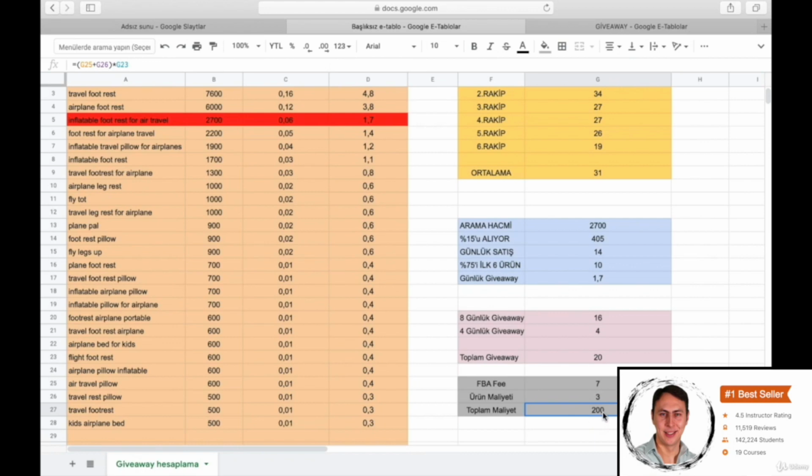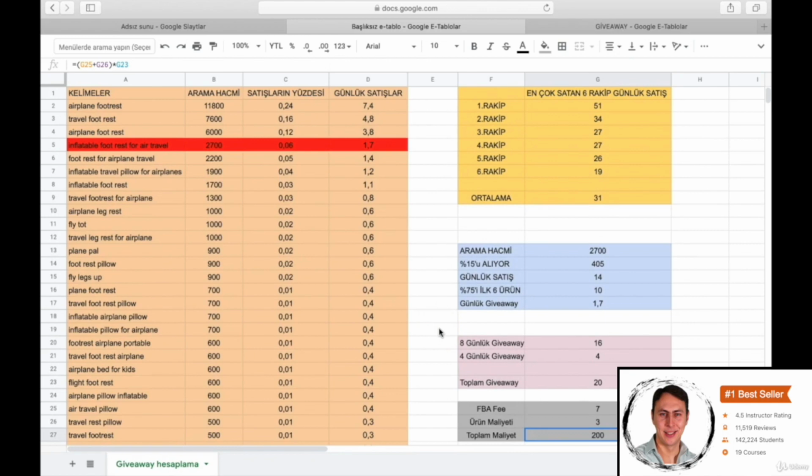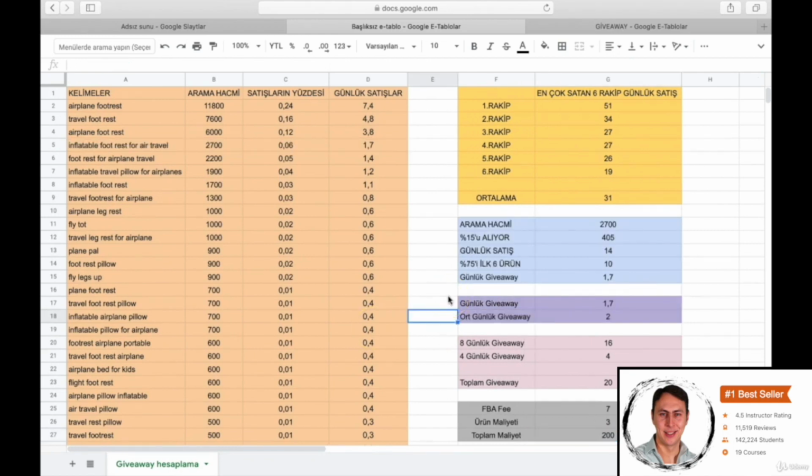You can find this Excel table in the Resources section under the video. You can also work on your own product with this. Entering the values in the table will be sufficient for you to calculate. You will automatically calculate your giveaway amount. But there is another important point here. I have to mention it too.